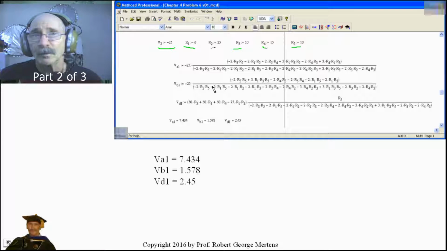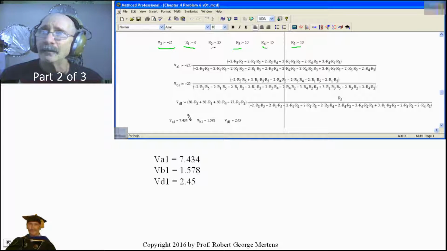Now why is that? Remember, we're doing a superposition problem here. And superposition says that if you calculate without one power supply, and then calculate without the other power supply, and then add the two values up, you should get the same as with the two power supplies present. So this is simplifying the problem a little bit more, and more importantly, it's telling you what part of the voltage is supplied by this power supply.